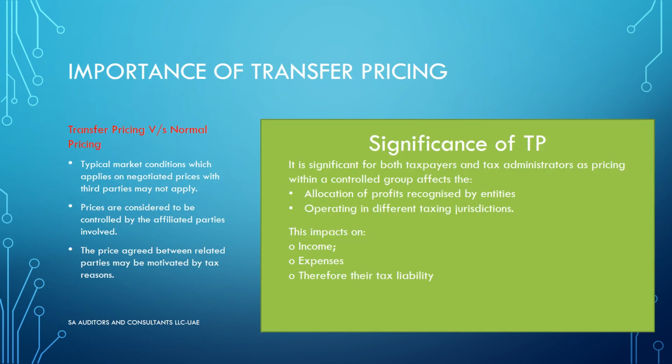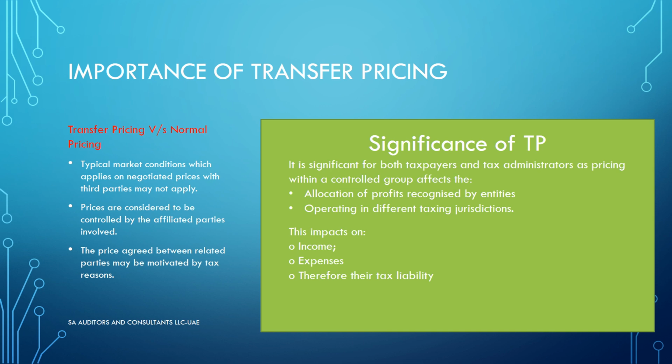Why is transfer pricing important? What is the importance of transfer pricing? Transfer pricing versus normal pricing. Typically, market conditions which apply to negotiated prices with third parties may not apply in case of related party transactions. Prices are considered to be controlled by the affiliated parties involved. Prices agreed between related parties may be motivated by tax reasons, which I already explained.